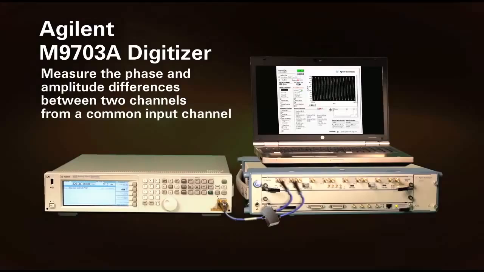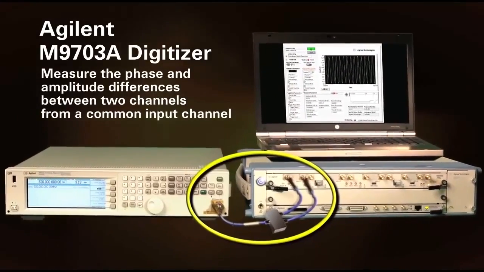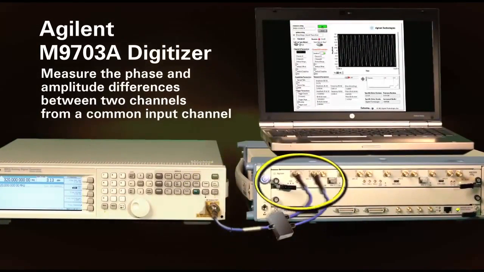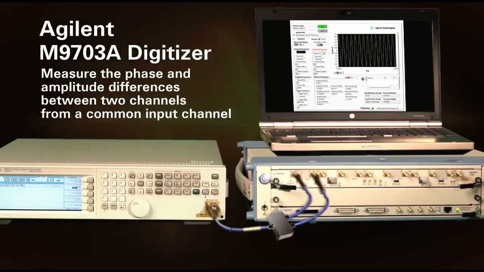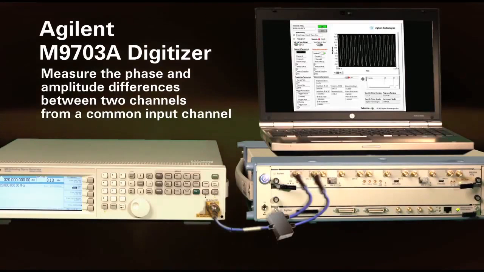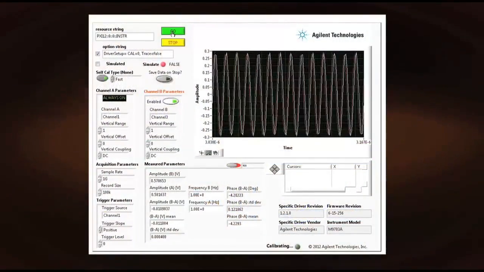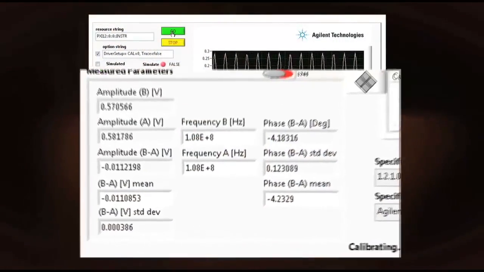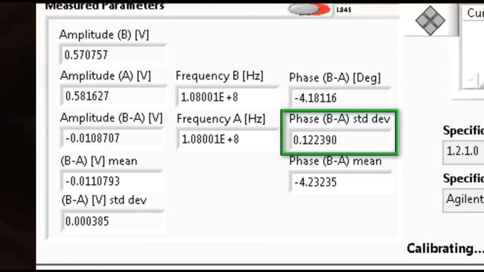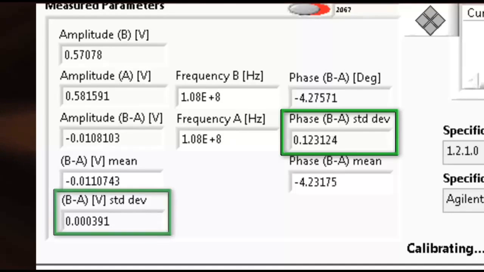In this example, the same CW signal is sent to two of the digitizer's channels. The Agilent M9703A allows us to measure the phase and amplitude differences between two channels from a common input signal. After a few seconds, we can see that the standard deviation of the channel-to-channel phase difference remains a fraction of 1 degree, with the amplitude differences between channels remaining very stable over time.